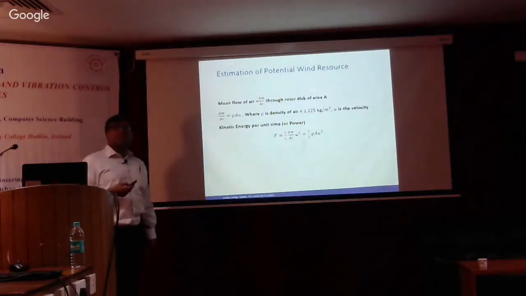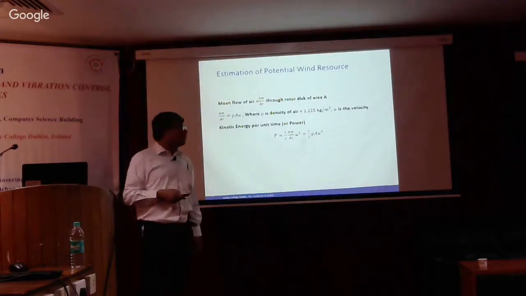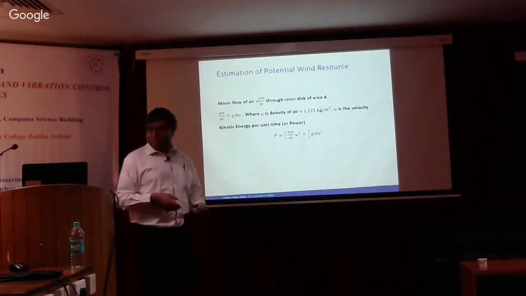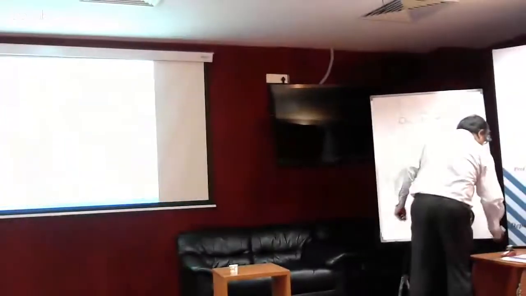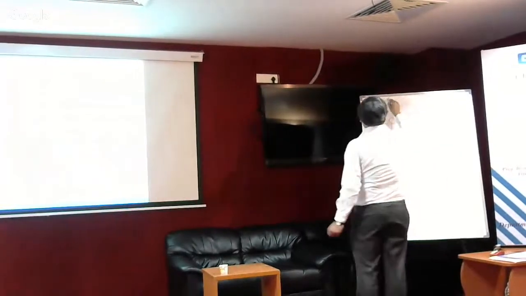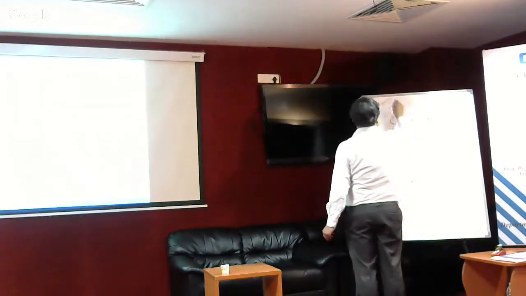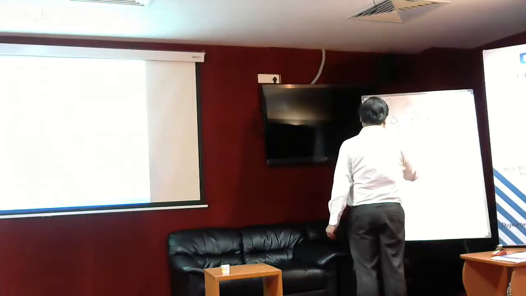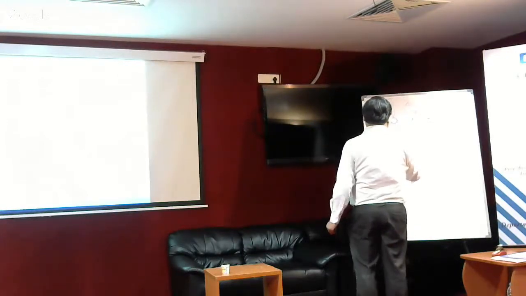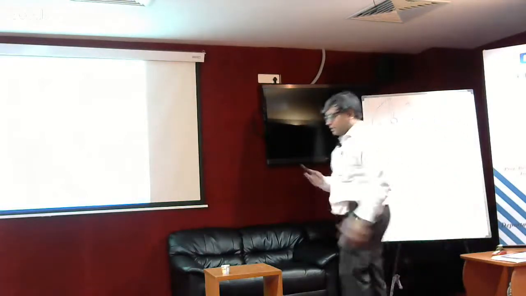To estimate the potential wind resource, we take the mean flow of air, which is dm/dt, to a rotor disk of area A. What we're doing is approximating the wind turbine by a rotor disk of area A. Instead of 3 blades, we are saying that my wind turbine is now a disk of area A, which is pi r squared, where r is the radius of this wind turbine.